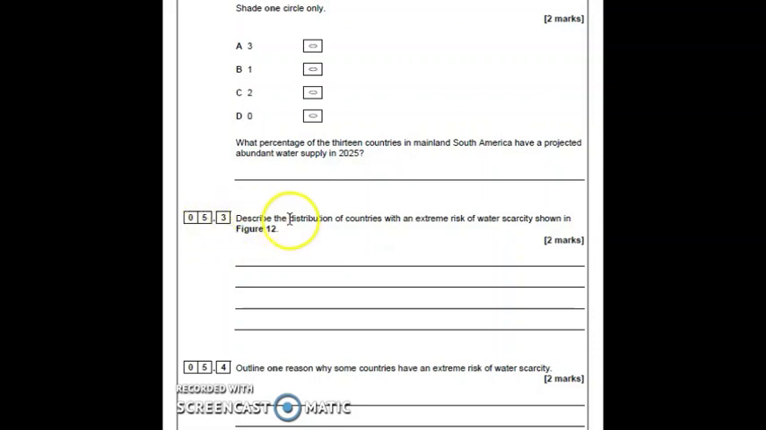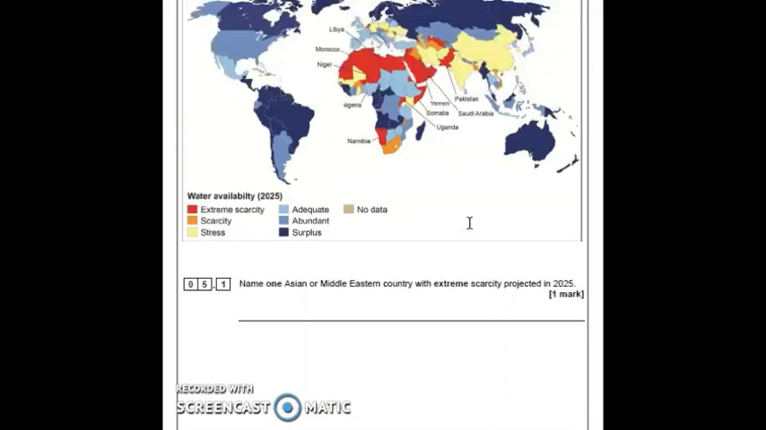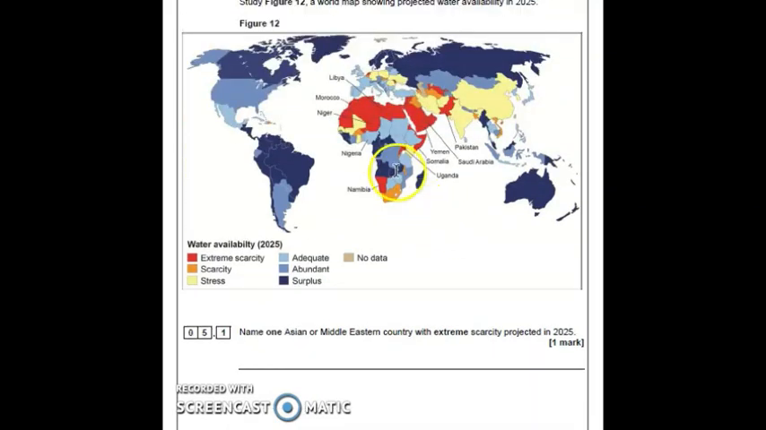5.3. Describe the distribution of countries with an extreme risk of water scarcity shown in figure 12. So basically, 2 marks. Can we describe basically where the countries are found that have really, really high water scarcity? So if we look at the map, we're looking for the ones in red. Just need to describe where they are.